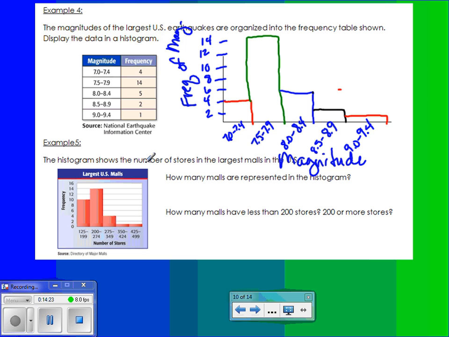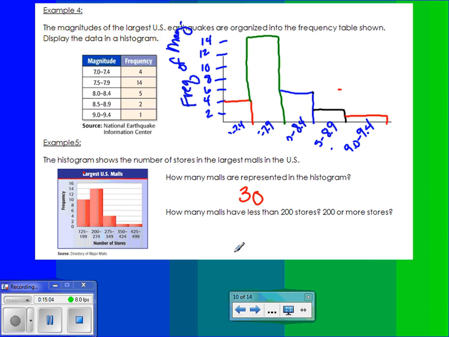All right, now, on number 5, the histogram shows the number of stores in the largest malls in the U.S. How many malls are present in the histogram? Do you remember what I said you had to do when you're trying to find how many? You add all the bars on the histogram. So if we're trying to find how many malls we're looking at here, we're going to add the value of all the bars. 30. Okay, so 30 malls are represented here. So we're going to add 10 plus 14 plus 4 plus 1 plus 1.